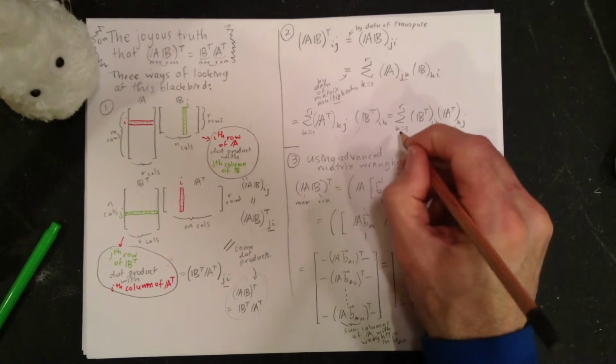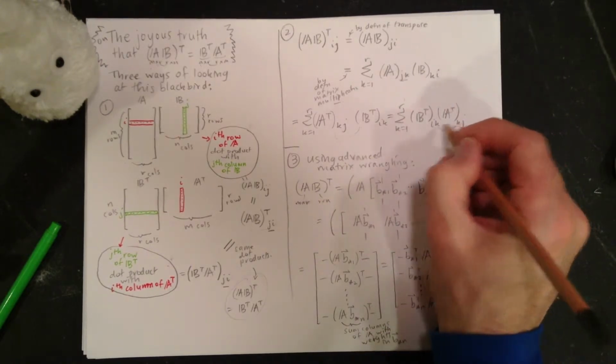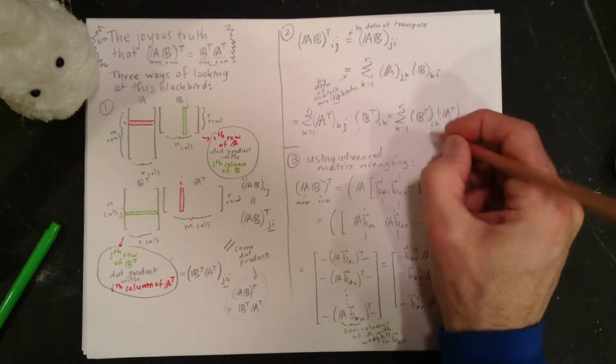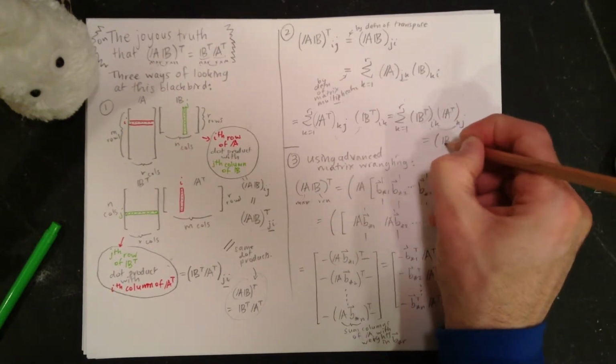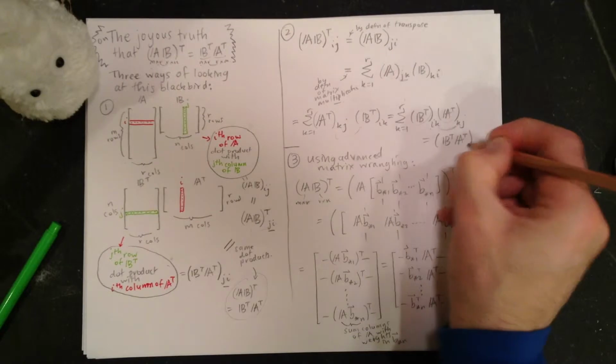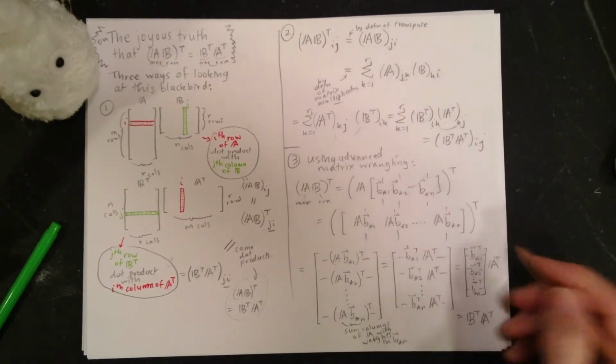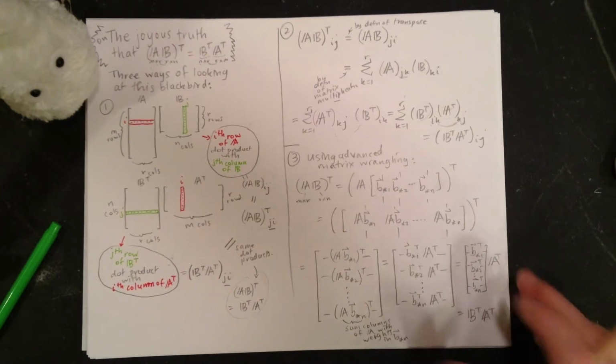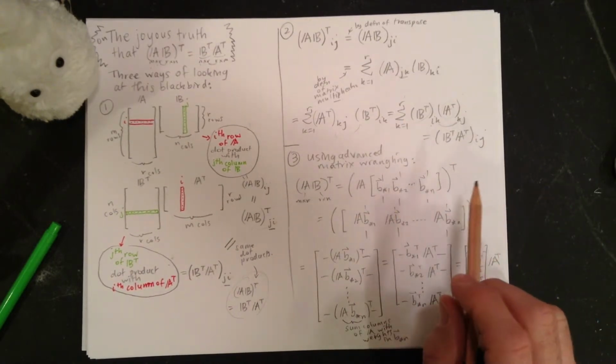A transpose. They match up. K equals 1 to r. K's are here. So this is the ij entry of this blob times this blob, which is B transpose, A transpose, ij. So I'm giving you different ways to do this. This might be your jam up here. Might be this one. Let's do some advanced matrix wrangling.